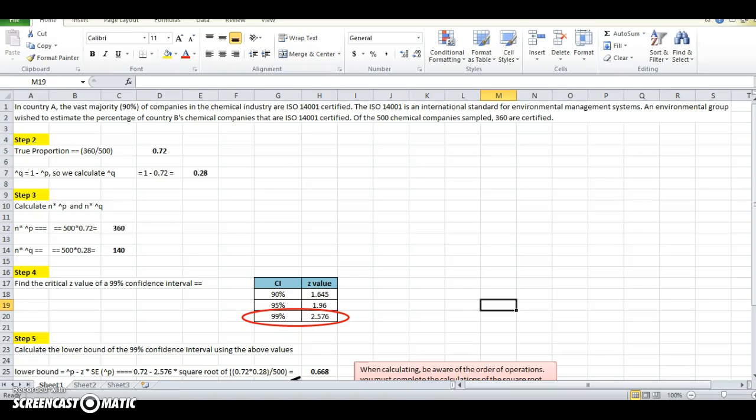Hey guys, this is Carl, and I just want to give you a broader sense of calculating confidence intervals, and we'll take this example that's slightly related to the homework problem.